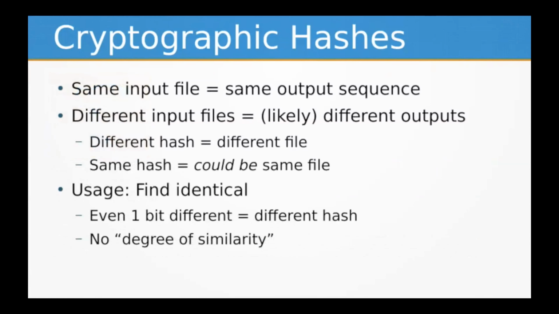With cryptographic hashes, the same input file always generates the same output sequence. If the files differ even by 1 bit, then the hashes will be different. If the hashes are the same, then they are likely bit for bit identical. With cryptographic hashes, there is no degree of similarity. They are either different or they are not.